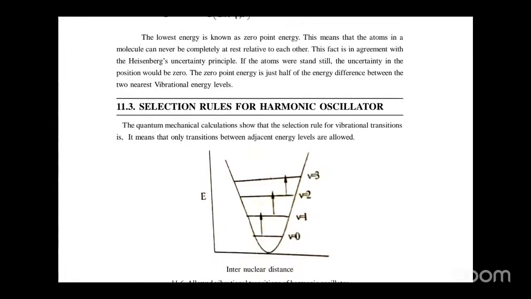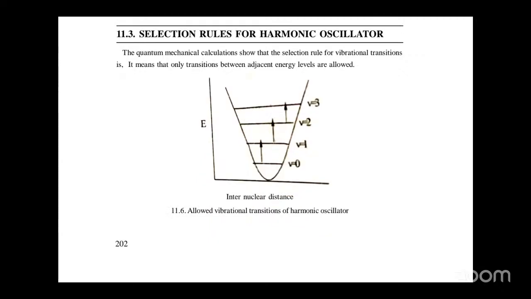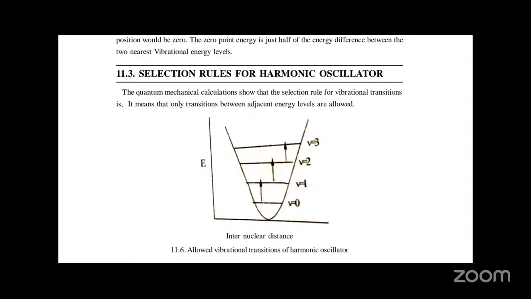Now the selection rules for the harmonic oscillator. The selection rule explains the transitions allowed between the energy levels. Here we will see the transitions between the vibration energy levels V naught, V1, V2 and V3. So V naught to V1 transitions, sorry, vibrations are allowed.